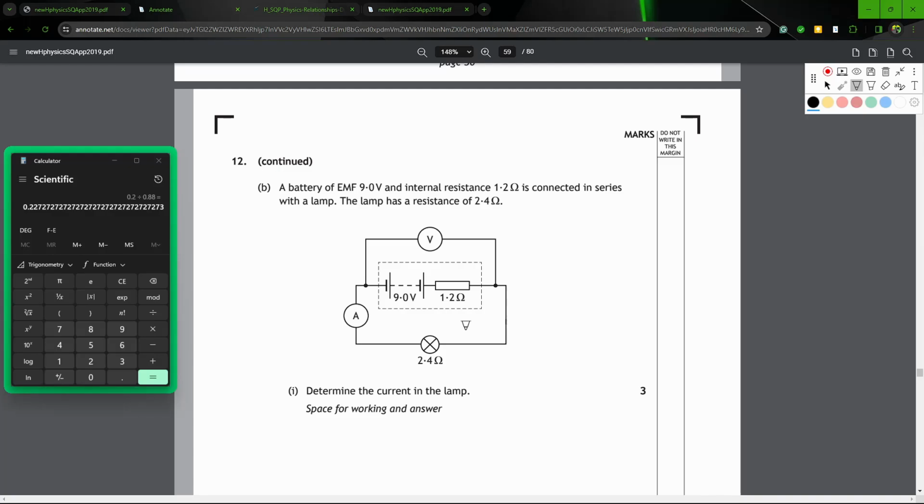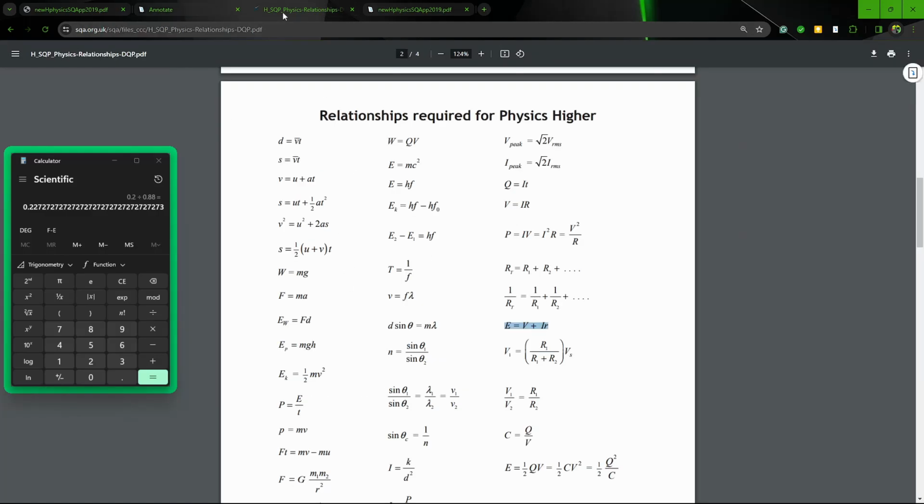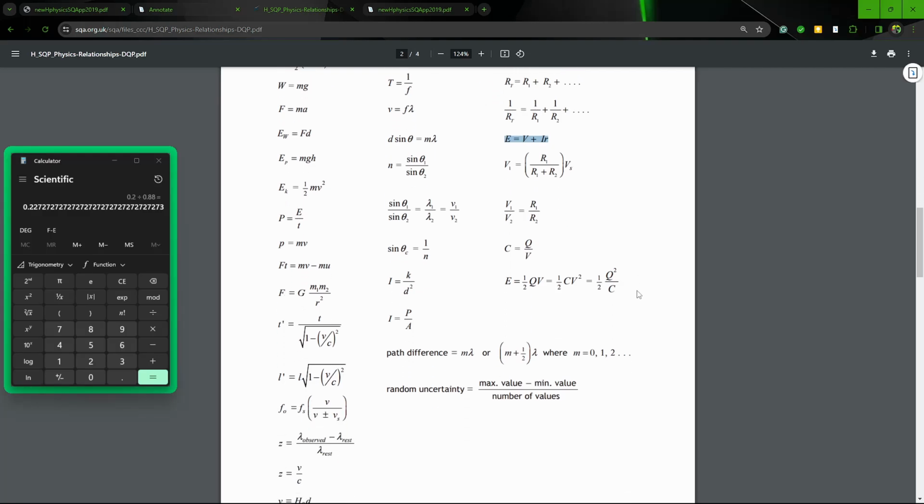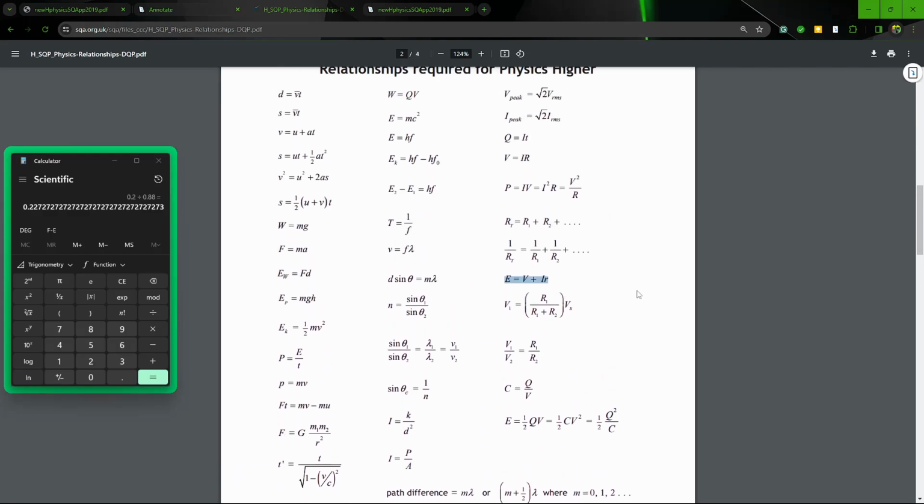Right, and now on to 12B. A battery of EMF 9 volts and internal resistance 1.2 ohms is connected in series with a lamp. The lamp has a resistance of 2.4 ohms. Determine the current in the lamp. So let's have a look in our relationship sheet, see if we can spot anything useful. Oh no, they don't write this one in. Wow, that's a bummer.